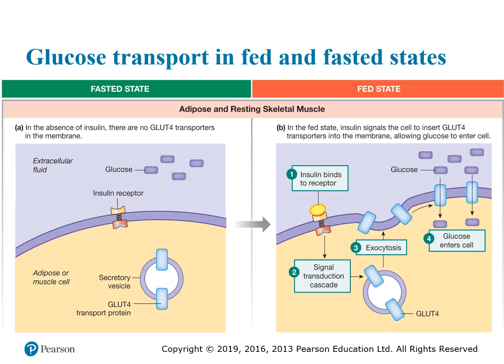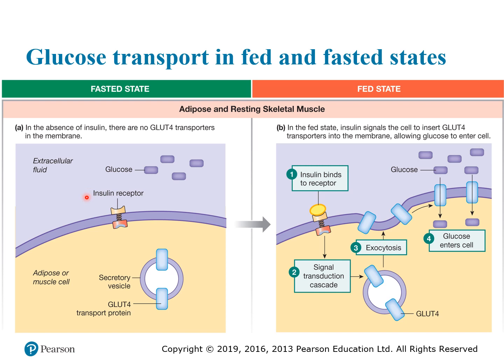Some cells in our body, such as our adipose cells and our skeletal muscles, especially when they are in a relaxed or resting mode, need insulin to help them absorb glucose. Without insulin, those cells are not going to be able to absorb the glucose out of our blood plasma. If we look at this image right here, when we are in a fasting state, our glucose levels are pretty low. And so if our glucose levels are pretty low, then insulin is not going to be released.